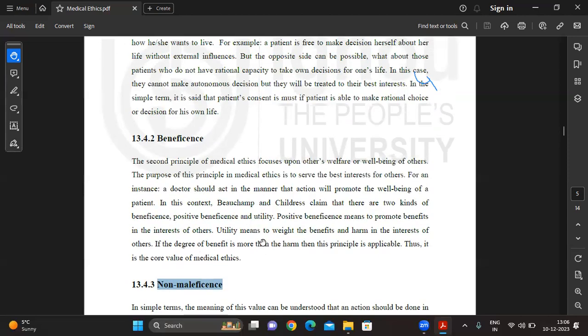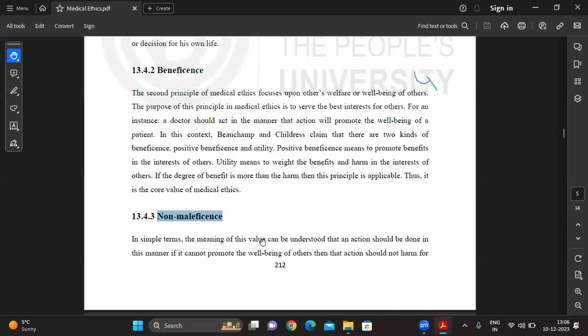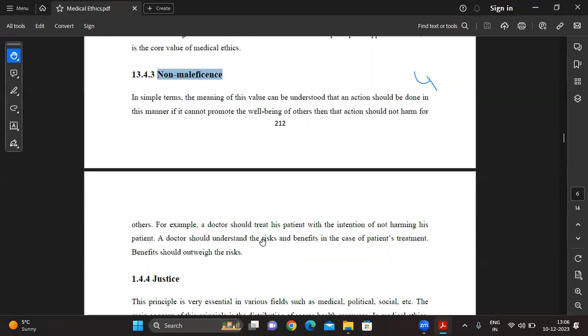Right? So the least that you can do is at least you can make sure कि इससे harm नहीं होना चाहिए. So that is very important. Non-maleficence is not to do any harm. Maleficence means harm. So यहाँ example, a doctor should treat his patient with the intention of not harming his patient. A doctor should understand the risks and benefits in the case of the patient's treatment. Benefits should outweigh the risks.